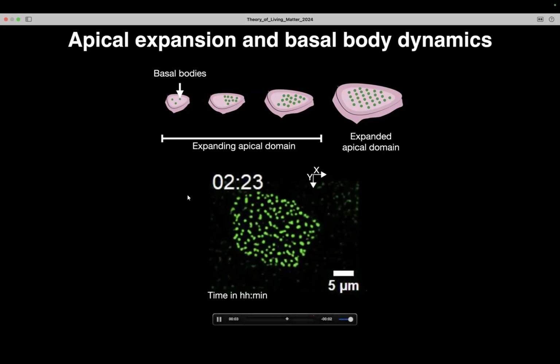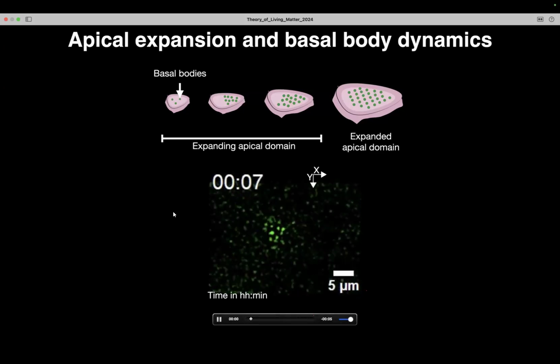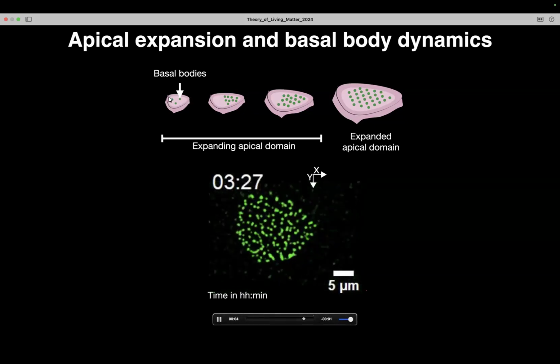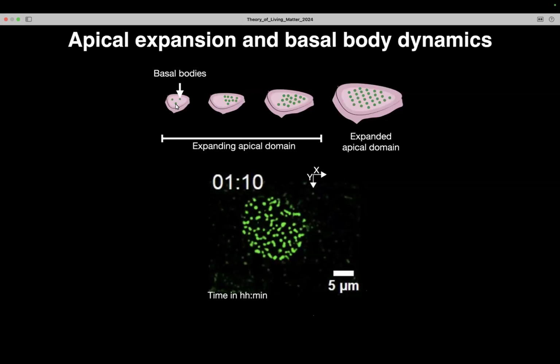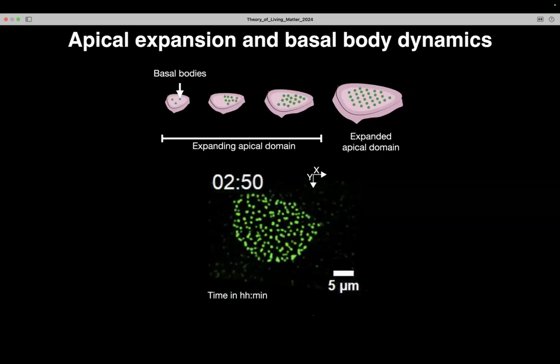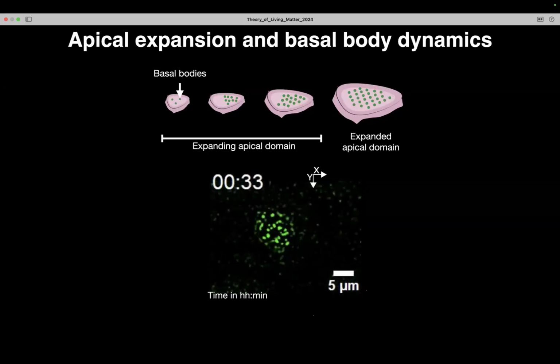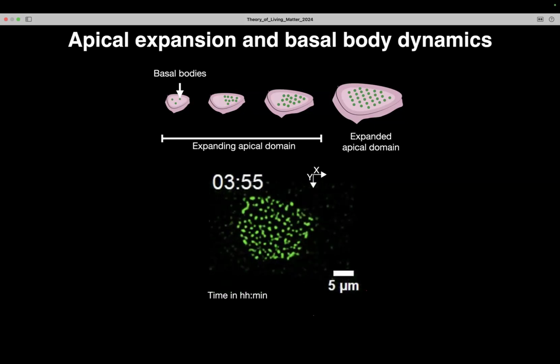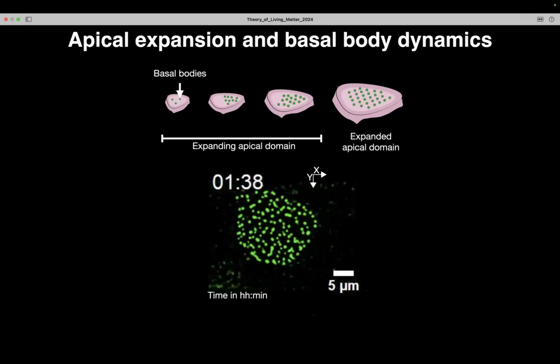And the second player that we have to consider here is the dynamics of the actin network during the expansion of the apical domain. So what I'm going to talk about in the next couple of slides is how these basal bodies, marked in green, are distributing and patterning during the expansion of the apical domain, which is built by the actin network, in pink in the schematics.